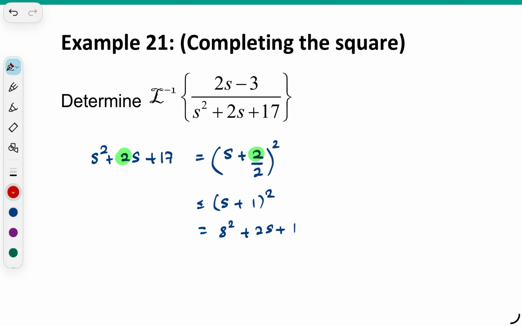So I can compare left and right here. I have s squared, I have s squared. I have 2s, I have 2s. I have 17, I don't have 17 here. I only have 1. So how do I make it a 17? I need to add 16. So if at the bottom here I add 16, then this is what I should have. Basically this is my completing the square equation: (s plus 1) squared plus 16.